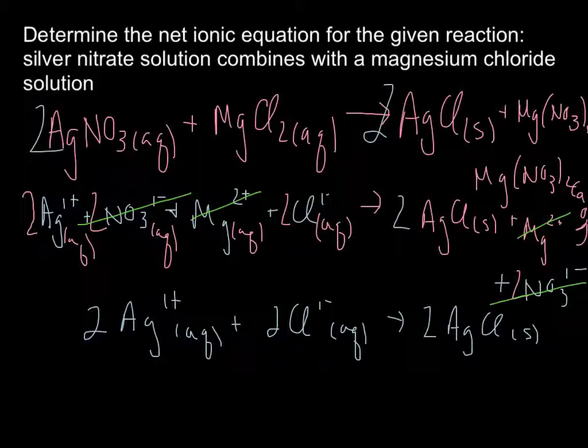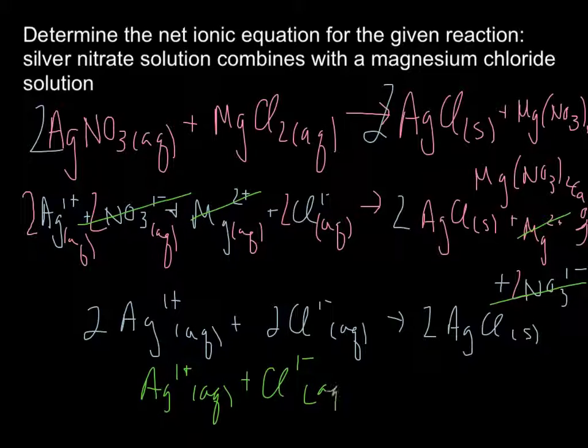Let me see if I can erase that, probably not, nope. You can simplify this further to Ag 1 positive aqueous plus Cl 1 negative aqueous forms AgCl solid. That final thing I just wrote right here is my net ionic equation, and before I started to cancel out, this was my total ionic equation. So there's my total, and here's my net. Alright.